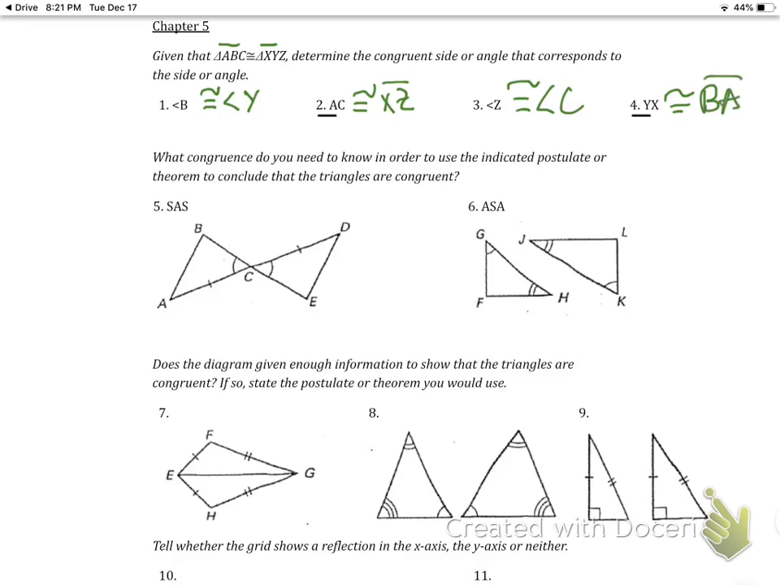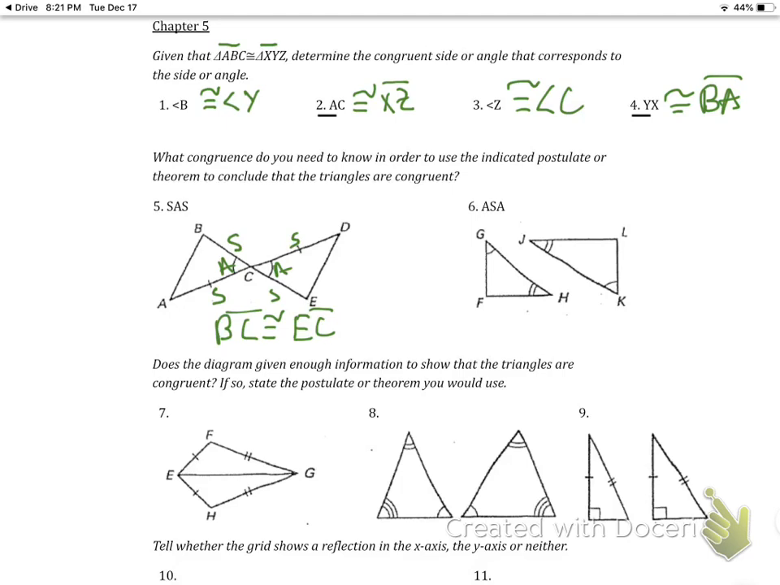Now we want to see which congruence you need to show in order to indicate the indicated postulate or theorem. So here it tells you side, angle, side. If you look at this picture, you have a side and an angle. The other thing we need is the other side that makes that the included angle. So we need to show that BC is congruent to EC here.